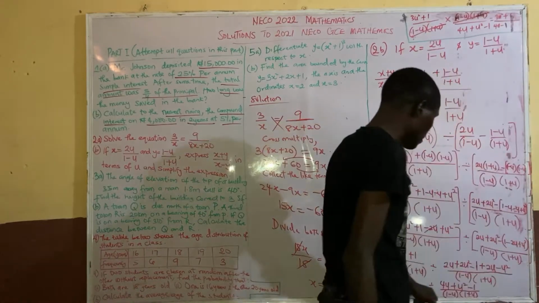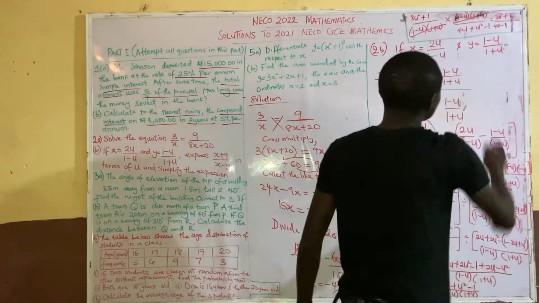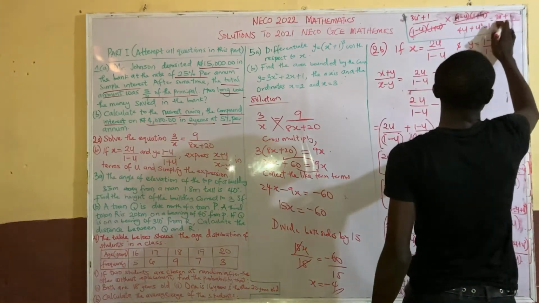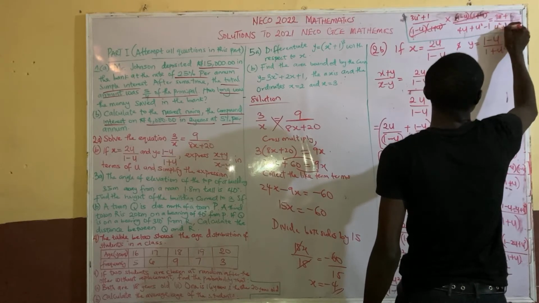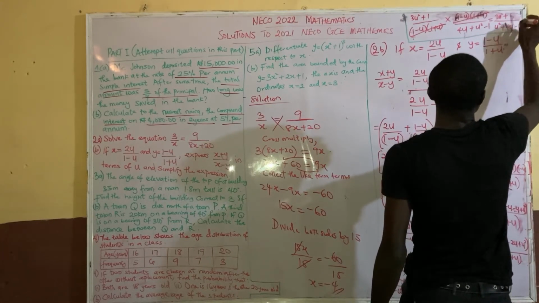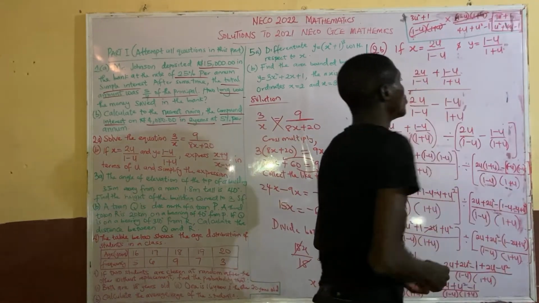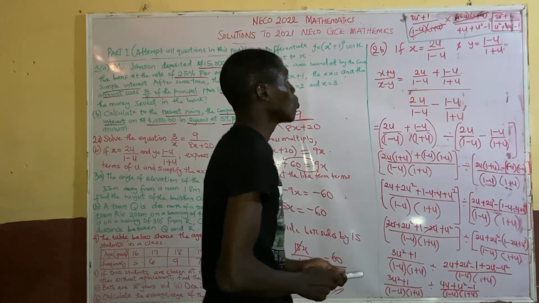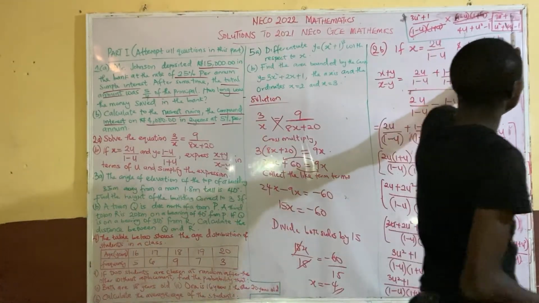If you arrange it very well, 4u here, you can write the u squared first. Once you arrange it in the form of quadratic, you can write it as u squared plus 4u minus 1. Final answer. So the final answer here is 3u squared plus 1 all over u squared plus 4u minus 1.